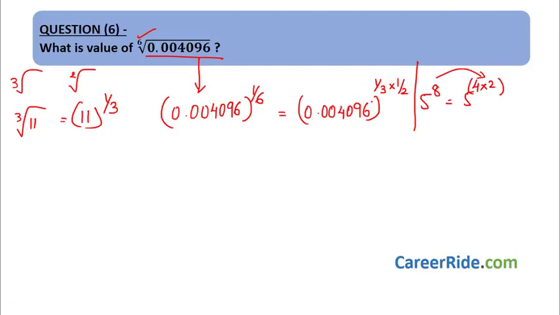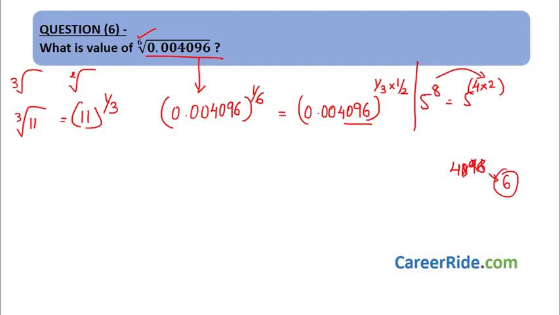Now let's find the cube root first. Let's forget all the decimal points and zeros, and consider 4096. We have seen how to find a cube root in 5 seconds. This ends in 6. So that means 6 cubed is 216. So one part of this would be 6.